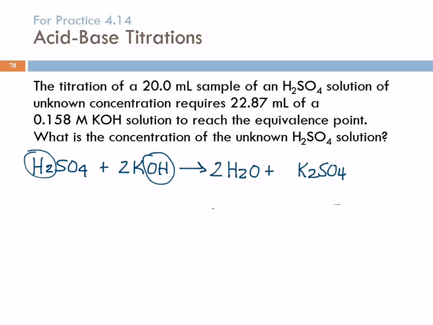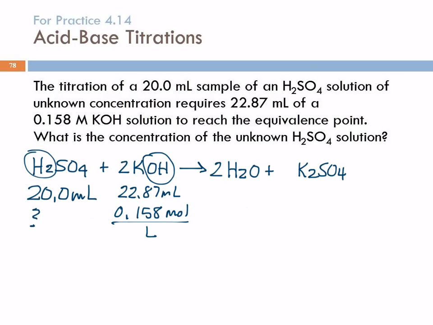Now let's take those numbers and do stoichiometry. 20 milliliter sample of sulfuric acid, so 20.0 milliliters. We don't know what the concentration is. And then we know that we're using 22.87 milliliters of the potassium hydroxide. And we know that the concentration is 0.158 moles per liter. And our question is, how many moles per liter in the sulfuric acid solution?